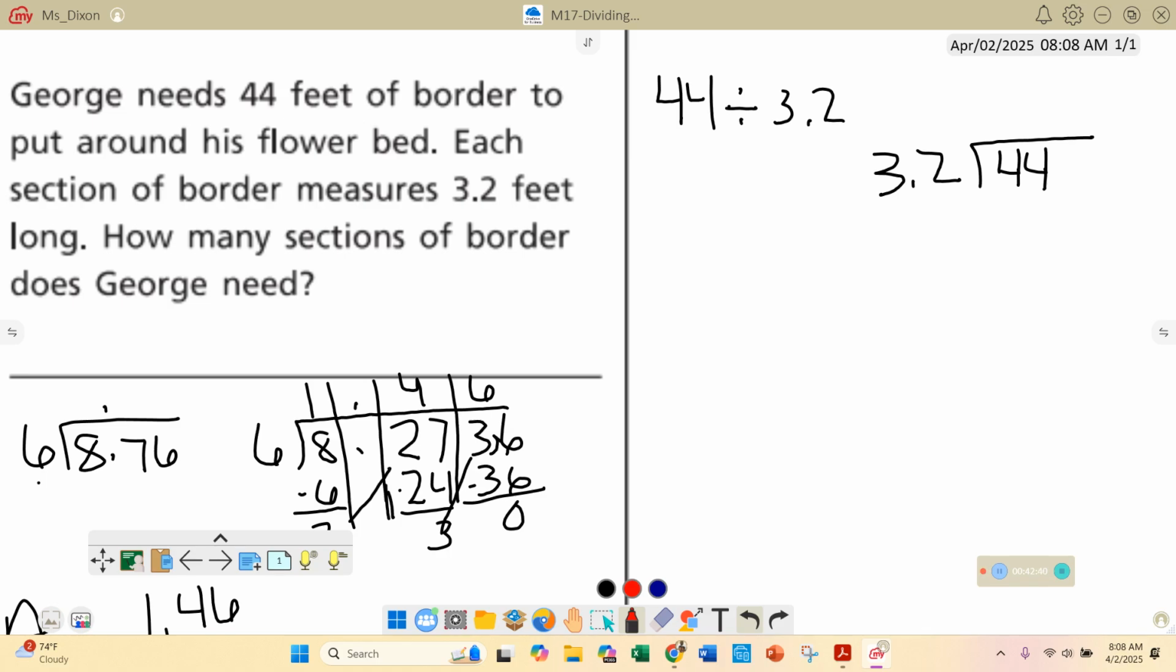Check your divisor. Do you have a decimal in your divisor? Yes, so we have to move that decimal to the end of our divisor, turning it into a whole number. However many places you moved it in your divisor, you also have to move it in your dividend. So that's going to be one place. But I don't see a decimal in my dividend. So that means it's already at the end, and I need to move it one place, which means I'm going to need to add a 0.